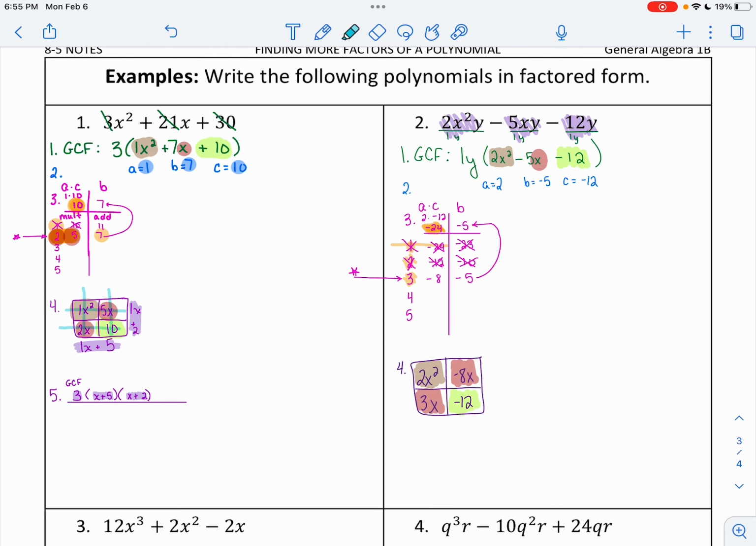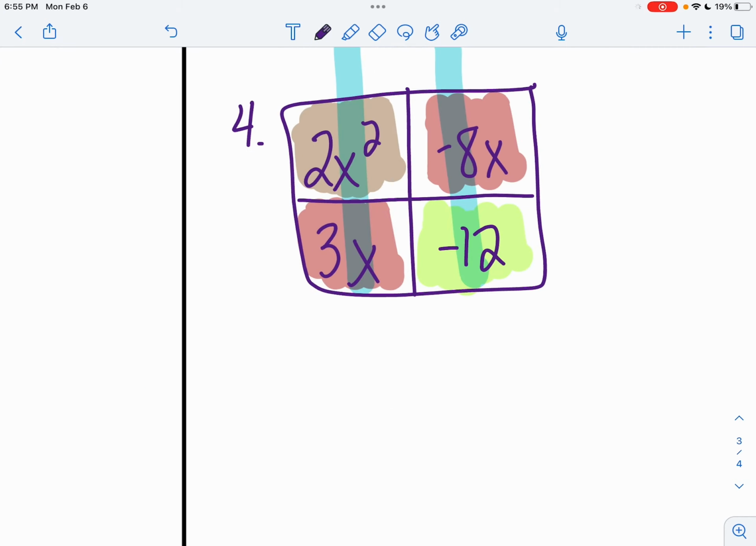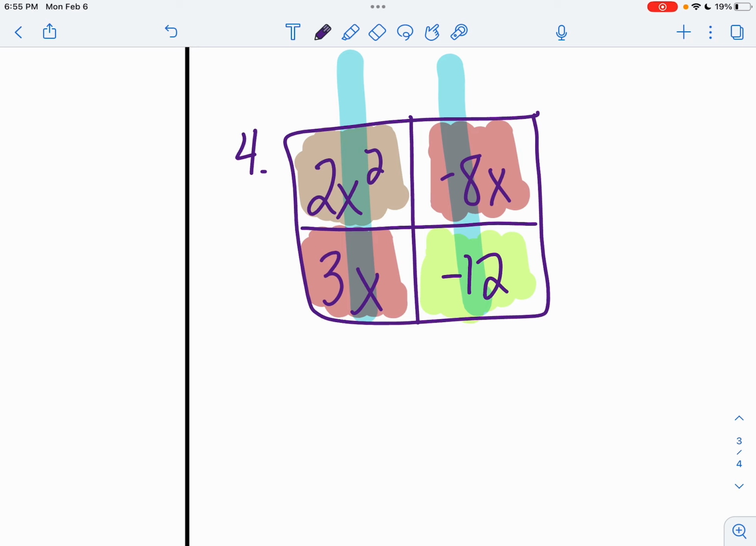Then I asked you to find GCFs here and here. Top to bottom, the GCF of the first blue line is a 1 and an x because only 1 goes in them and they each have an x. The GCF of the second blue line is a 4, but you will bring down a negative 4 because the top is a negative.